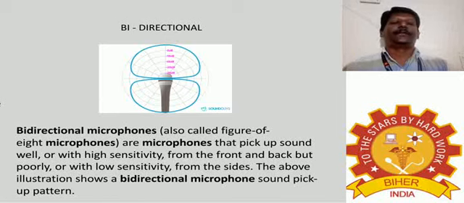Bidirectional microphones are also called figure of 8 microphones. They pick up sound well with high sensitivity from the front and back, but poorly, with low sensitivity, from the sides. The above illustration shows the bidirectional microphone sound pickup pattern.